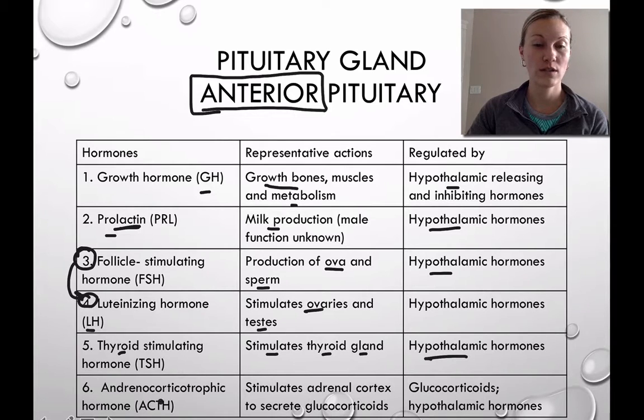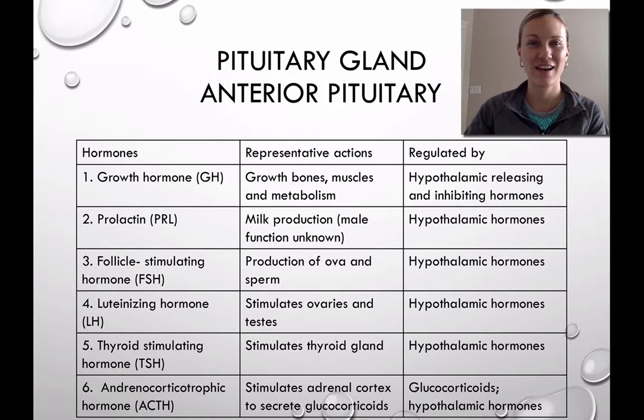The next one is the adrenocorticotropic hormone. This stimulates the adrenal cortex to secrete glucocorticoids. It's regulated by glucocorticoids as well as the hypothalamus. Gluco means sugar, so you know that this one has to do with sugar, and we'll go a little bit more in depth with that one later.